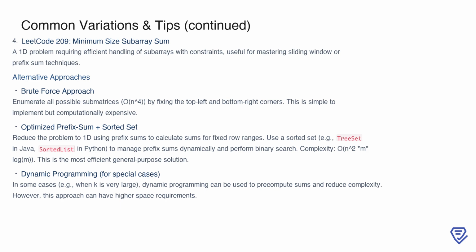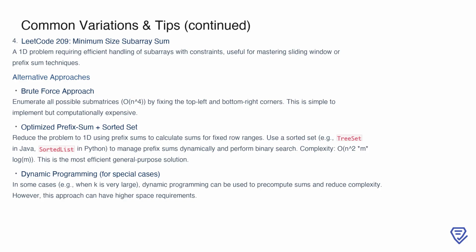Now, turning to alternative approaches, the brute force method involves enumerating all possible submatrices by fixing their top left and bottom right corners. While this is simple to implement, its O(n^4) complexity makes it impractical for larger inputs. The optimized prefix sum combined with a sorted set approach is the most efficient general-purpose solution. By reducing the problem to 1D for fixed row ranges and dynamically managing prefix sums with a sorted set, it achieves a complexity of O(n^2 * m * log m).